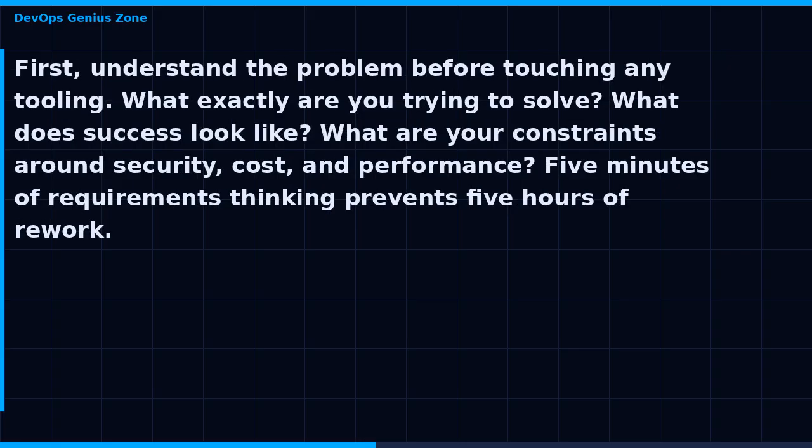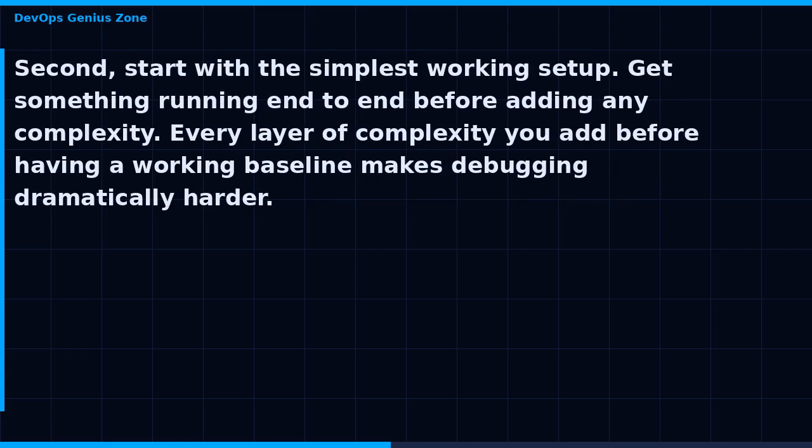Every layer of complexity you add before having a working baseline makes debugging dramatically harder. Third, version control every single thing from day one. Every configuration file, script, and infrastructure definition goes into Git with meaningful commit messages. This creates history, enables code review, and makes rollbacks trivial.